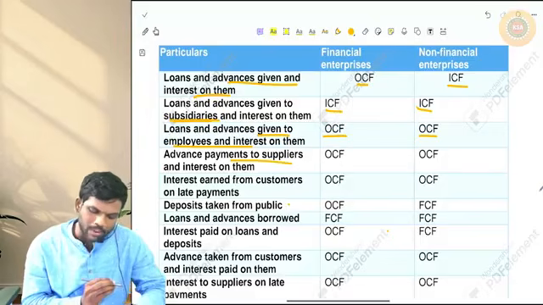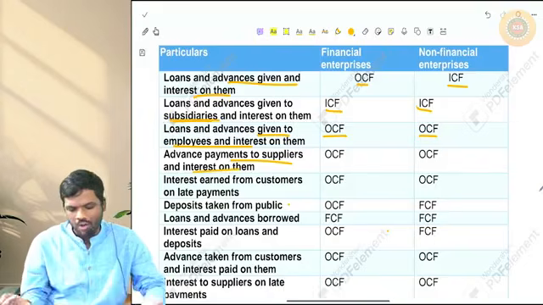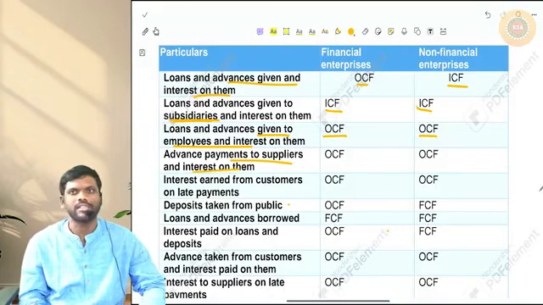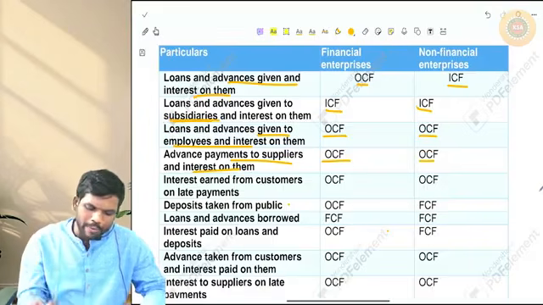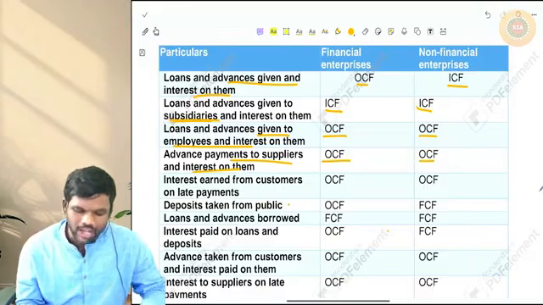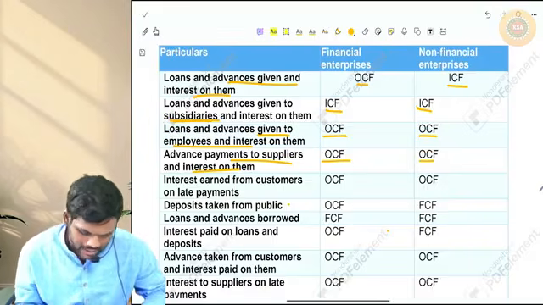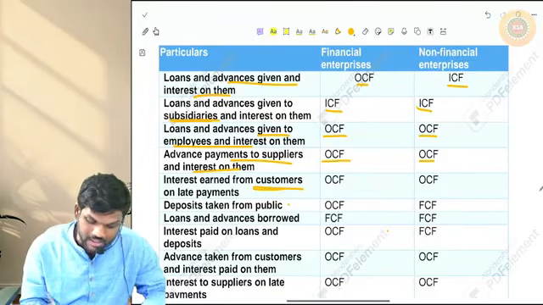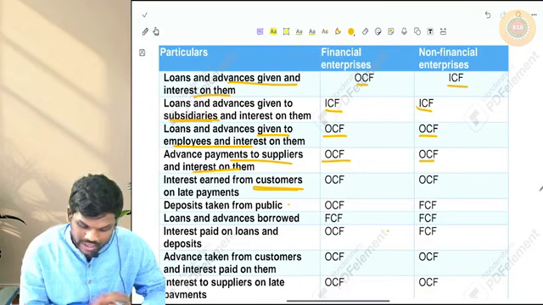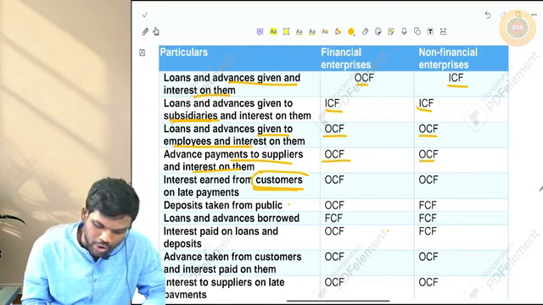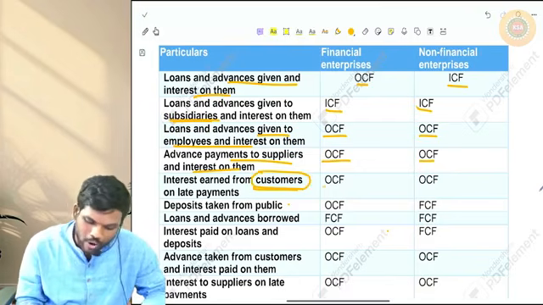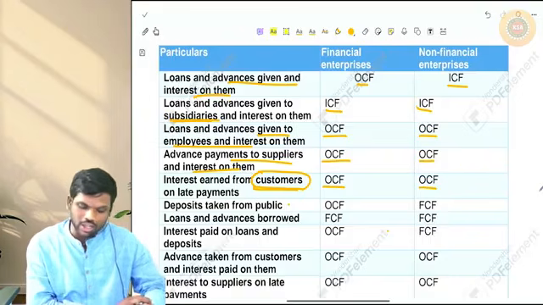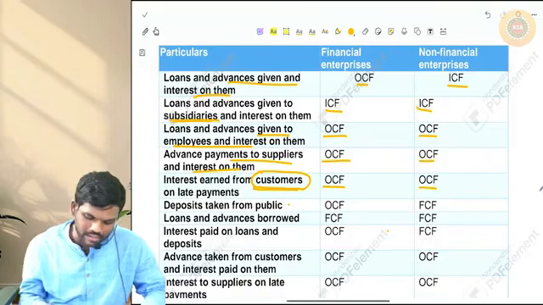Advance payments to suppliers and interest earned on them. Obviously, suppliers means something as a part of your business. So that will be operating cash flow for both financial and non-financial enterprises. Interest earned from customers on late payments: customers are paying late, you're asking for interest. Customers are somebody who come as a part of your core business. So that will be operating cash flow both for financial and non-financial enterprises.